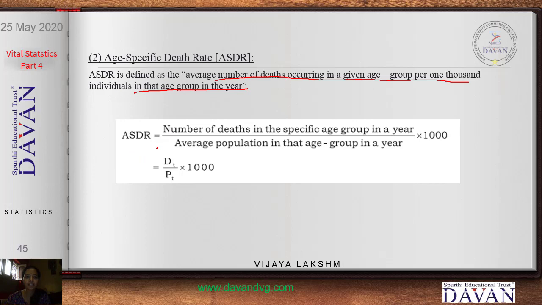So ASDR is given with the formula of number of deaths in the specific age group in a year divided by the average population in that age group in a year into 1000. Which can also be written as D by P into 1000. What is this T? It is the age group. Okay. So DT by PT into 1000.